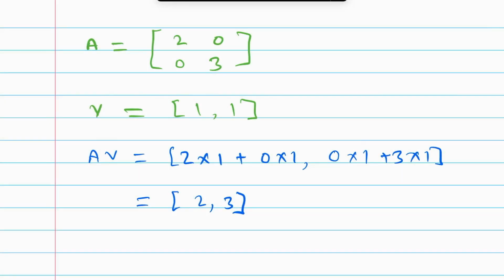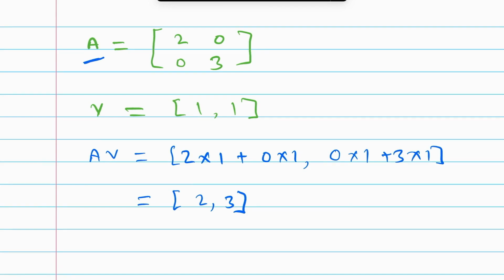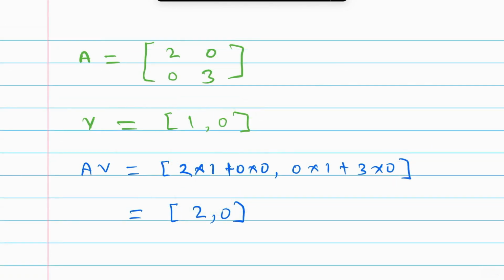To understand this, start with a simple matrix. A is 2, 0, 0, 3. Now choose a vector v equal to 1, 1. Multiply the matrix and the vector and the result is 2, 3. The vector changes both length and direction. This is what normally happens when a matrix transforms a vector. Now consider another vector v equal to 1, 0. Multiply again and the result is 2, 0. Here the direction of the vector didn't change. It still points along the x-axis. The vector only became longer.